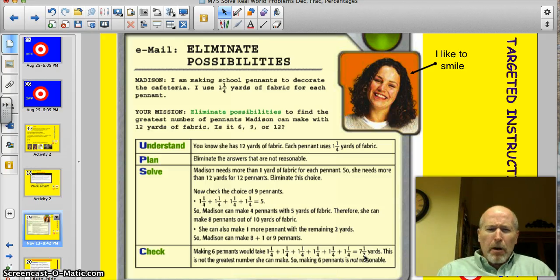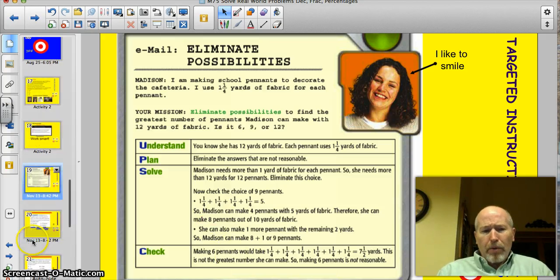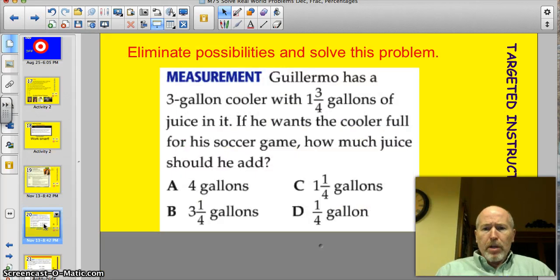Alright, let me have you try a couple on your own. Here's the first problem. Guillermo has a 3-gallon cooler with 1 3/4 gallons of juice in it. If he wants the cooler full for his soccer game, how much juice should he add? Pause it and think about it.